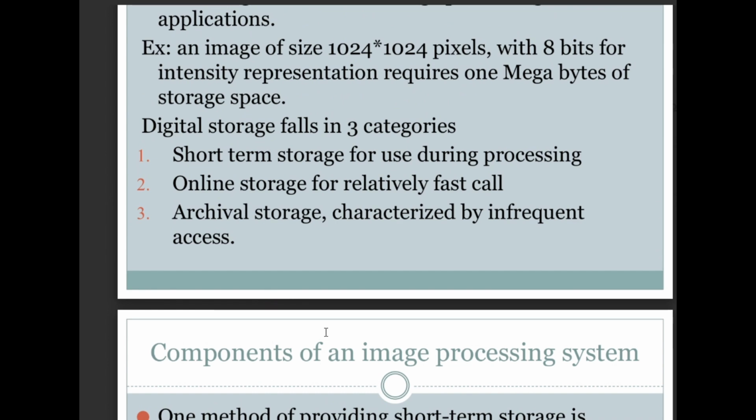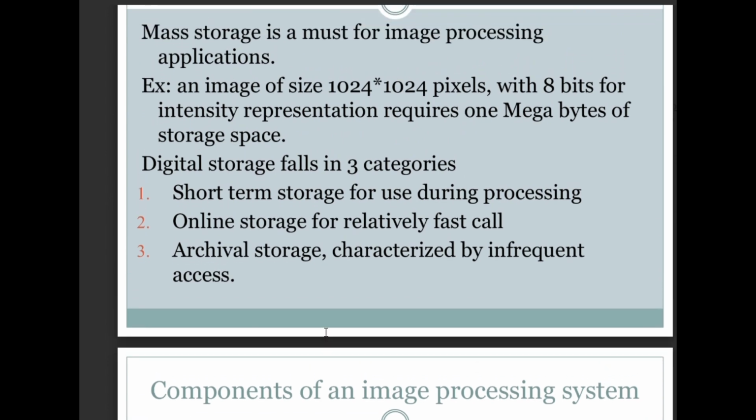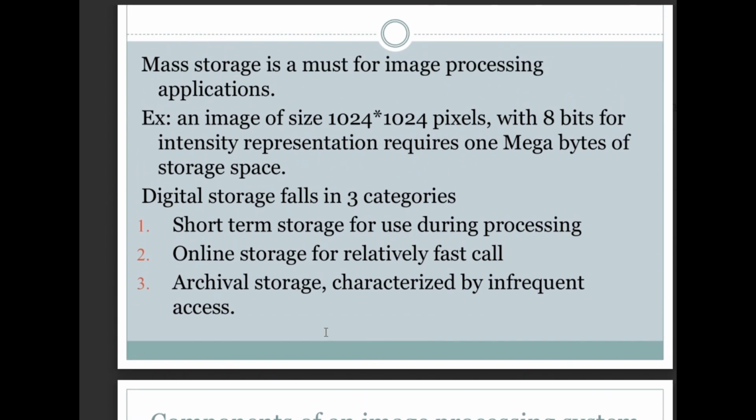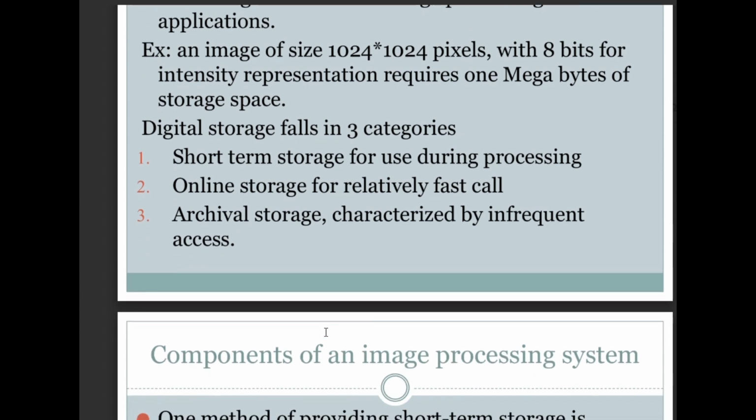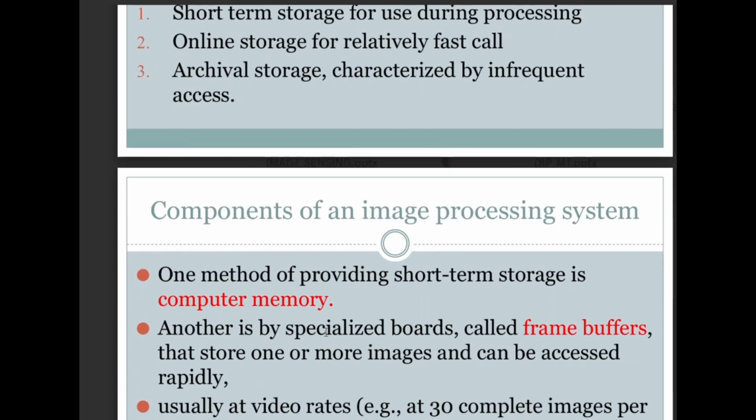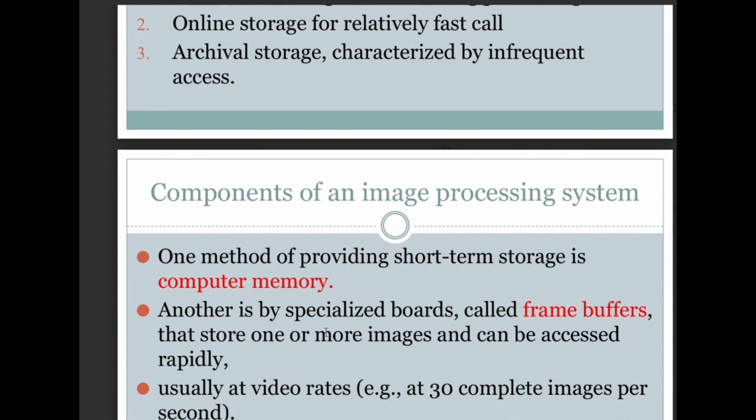Short-term storage is similar to temporary storage, whereas online storage is relatively faster and we can access it within seconds. And archival storage is a type of storage where we have infrequent access. We don't use that normally, but we use that storage occasionally.